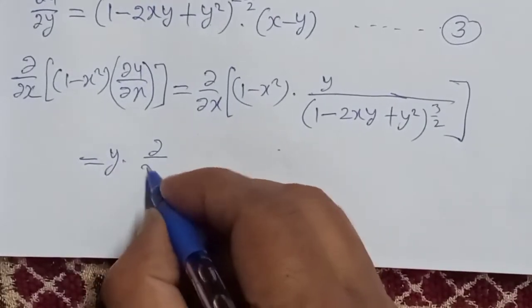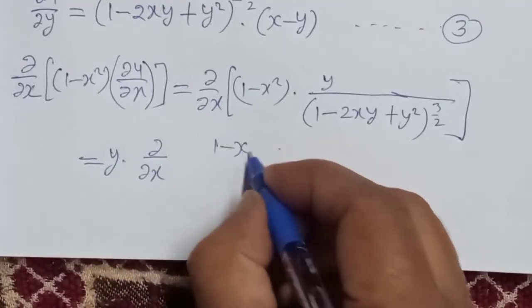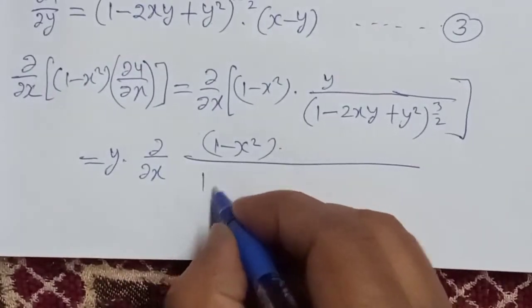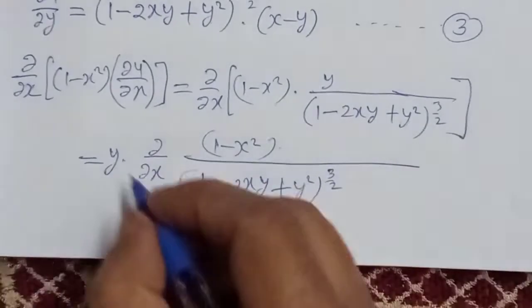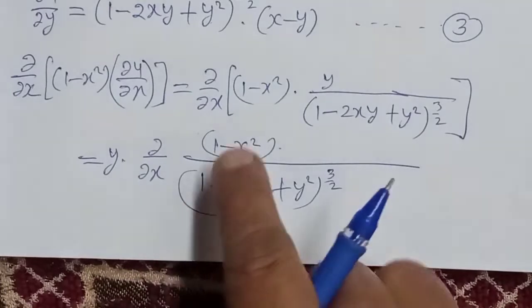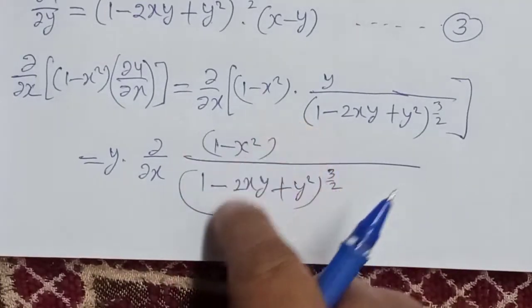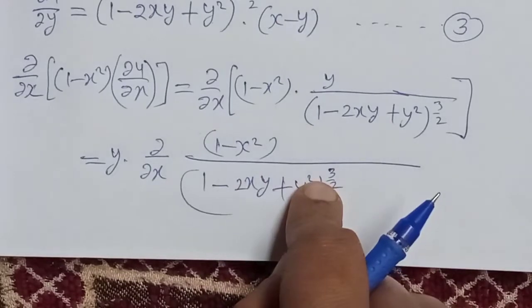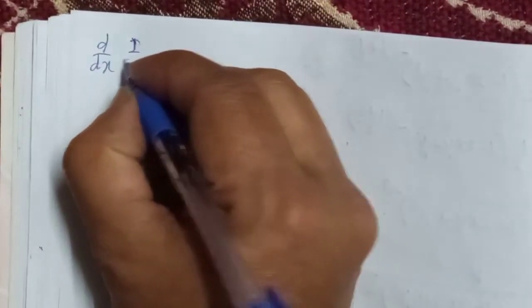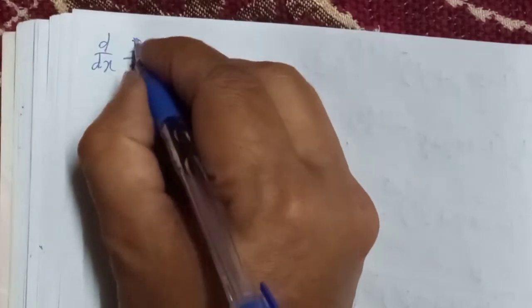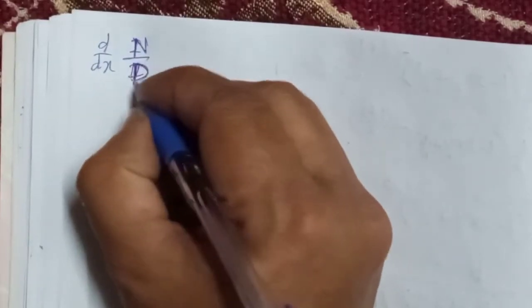We have to only differentiate 1 minus x square upon 1 minus 2xy plus y square whole power 3 by 2. This becomes numerator by denominator, and we should apply the formula for differentiation of numerator by denominator. I write the formula here. After that I will apply it.